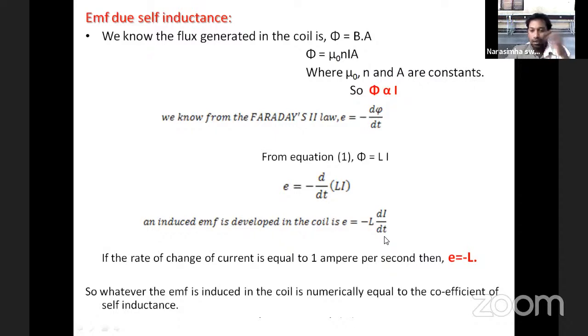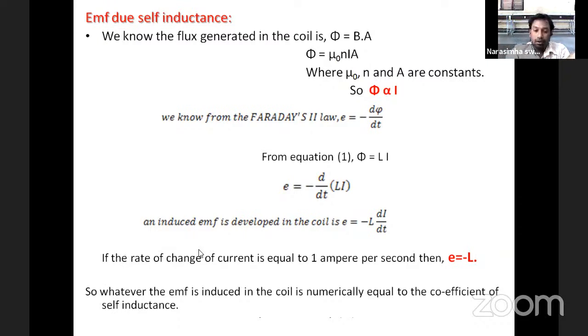Minus L di by dt, where di by dt means what? Changing current, the rate of change of current. Now if this rate of change of current is 1 ampere, for example, we are obtaining the expression for what? Induced EMF in the self-inductance process. Means in the same coil, how much EMF will be generated if 1 ampere current is applied.